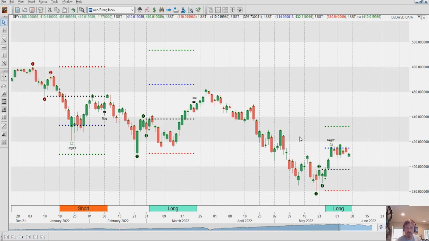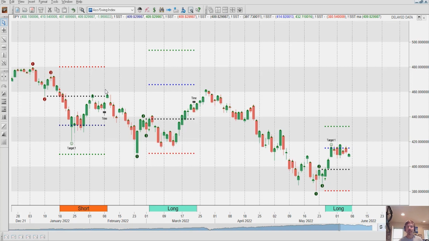So going back to our SPY example, we see those 1, 2, 3 plots forming in real time. So here we have a 1, 2, 3 top, a 1, 2, 3 bottom, and another 1, 2, 3 bottom. So let's start over here on the left and we'll work through each of these examples. Now, depending on what time frame you're looking at, the number 1 highs or the number 1 lows that start the pattern will be based on a set of variables.